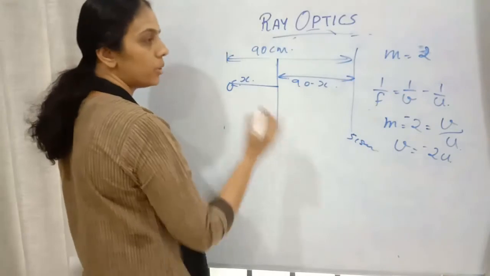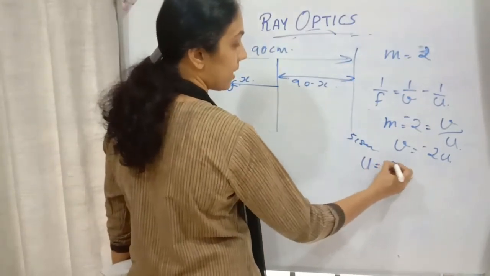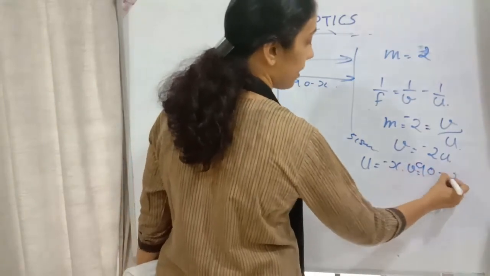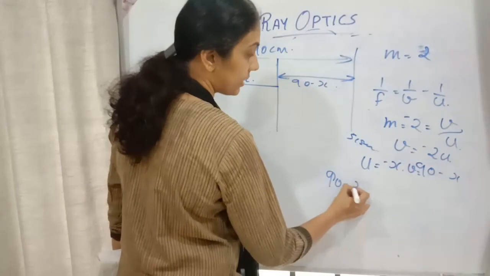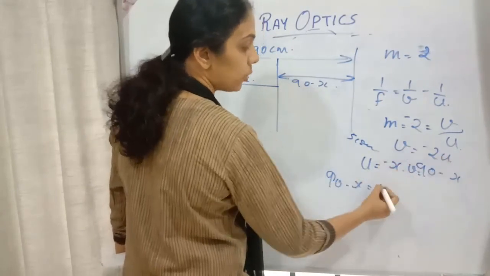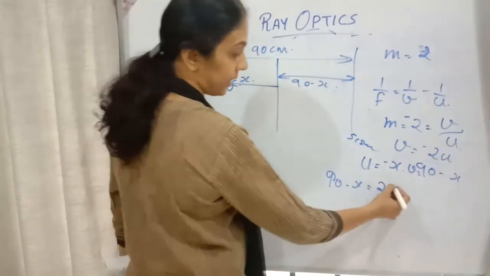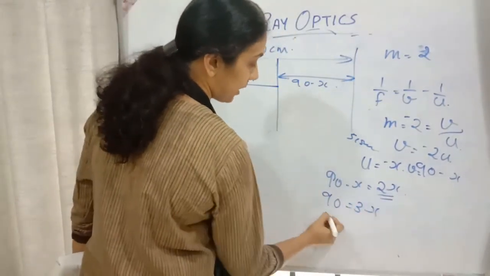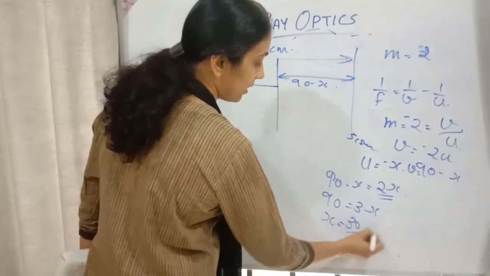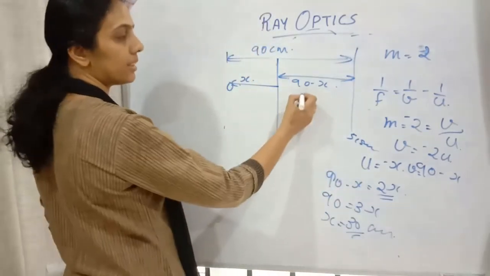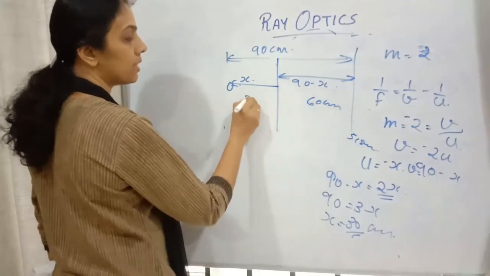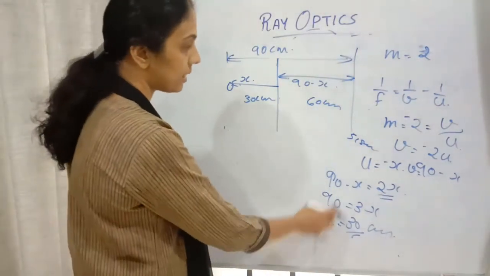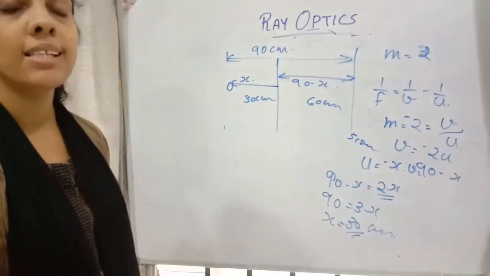Now we have the u value and v value with us. u we can consider as minus x, and v we can consider as 90 minus x. So v equals 90 minus x equals minus 2 into minus x, which is plus 2x. Therefore 90 equals 3x, and we get x as 30 centimeter. So the image is at 60 centimeter.